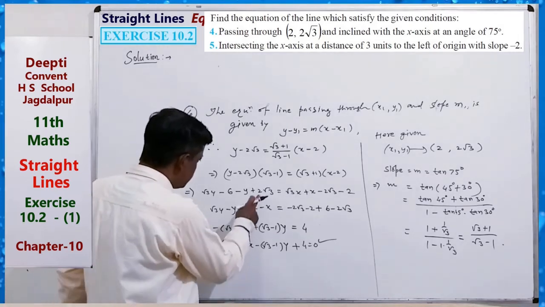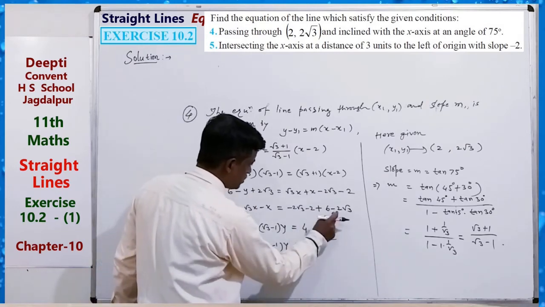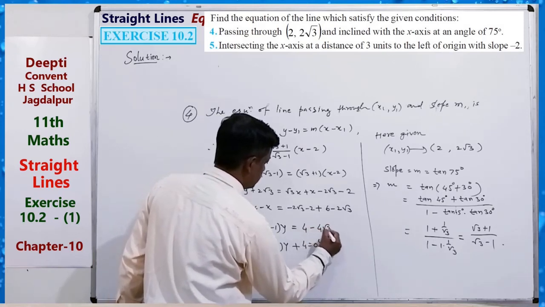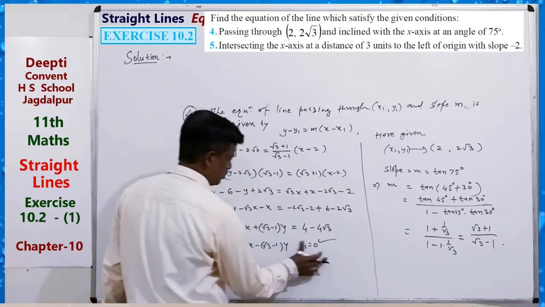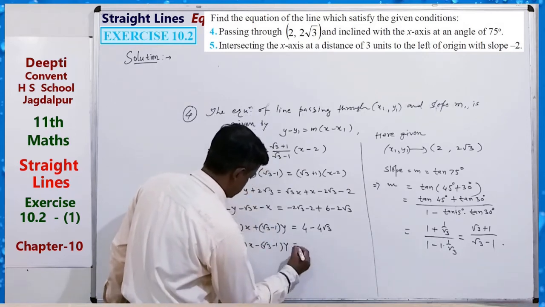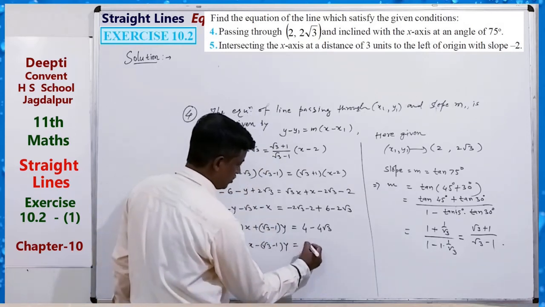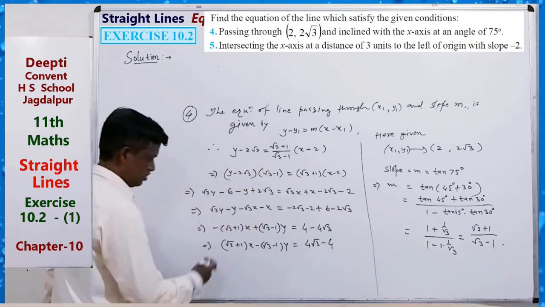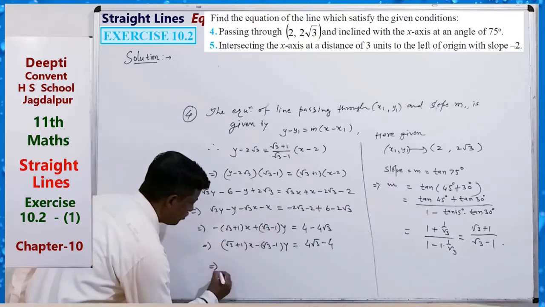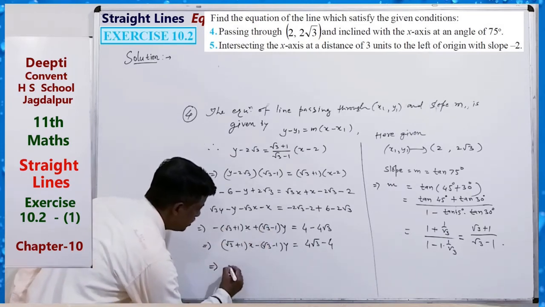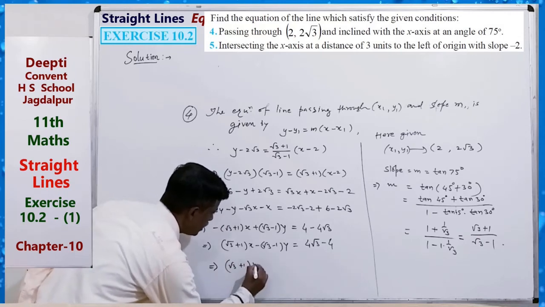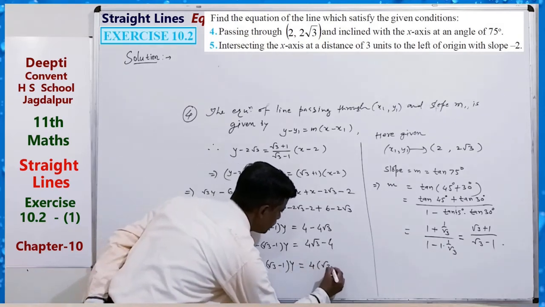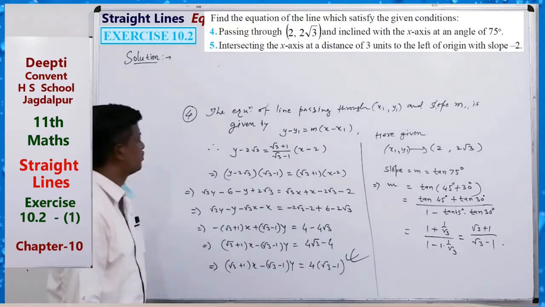Sorry, here minus 2 root 3 minus, minus, plus, minus 4 root 3. So we get this equals 4 root 3 minus 4. Just multiply the minus sign on both sides. So here we get root 3 plus 1 into x minus root 3 minus 1 into y equals 4, common root 3 minus 1. So this is our answer of question 4.